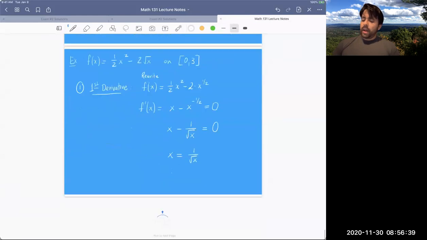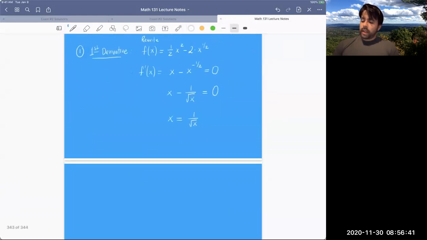And then I can square both sides and I get x squared equals 1 over x. And then I can multiply both sides by x. So this is where your algebra has to be really good. X cubed equals 1. So what does x have to equal? 1. So x equals 1 is a critical number.